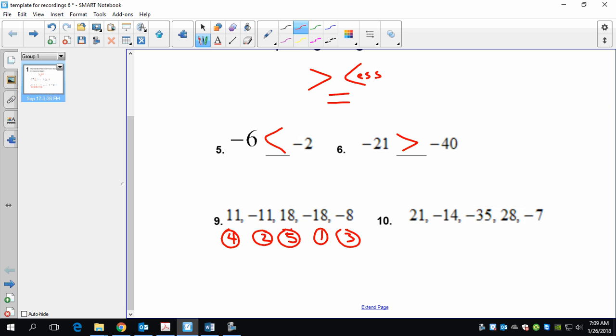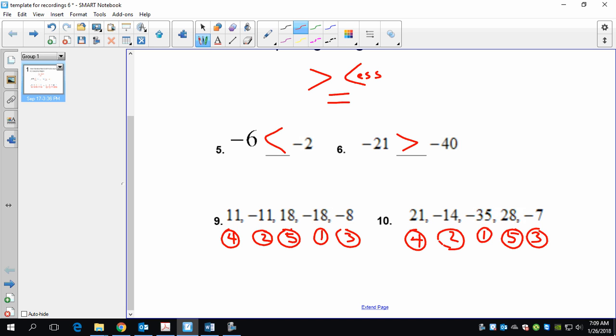For number 10, looks like we have -35. That would be the smallest number. -14. Oops, put a -2 in there. -7, 21, and 28 would be the biggest number.